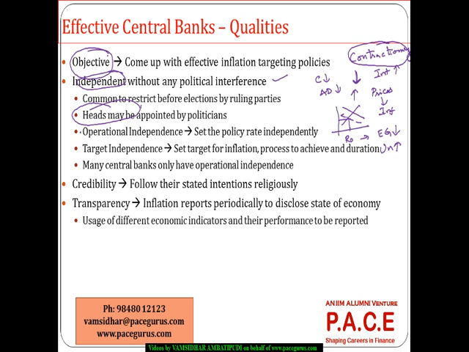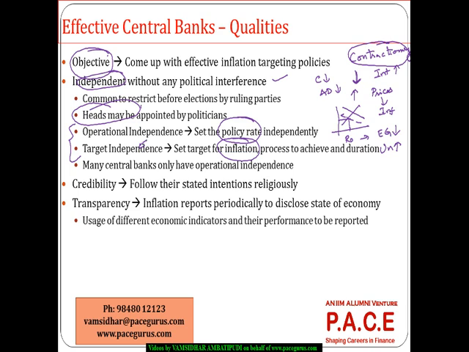So we really need to understand again, even if there is an independence, is it an operational independence or a target independence? When we are saying operational independence, the policy rate they can set and implement independently. But when we are talking about target independence, they can set the target for inflation, they can come out with a process to achieve it, and in what time frame they are going to meet the target. So that's a very huge independence compared to operational.